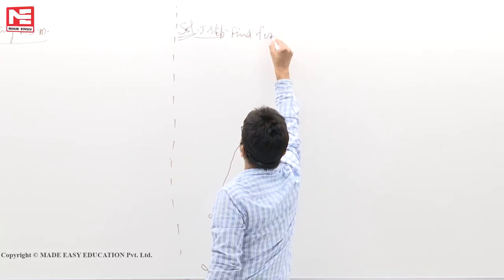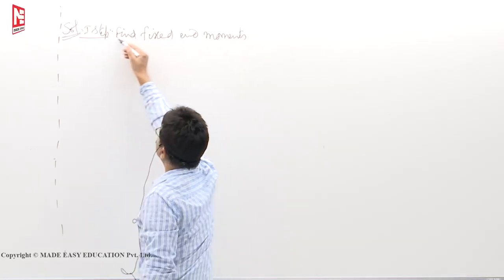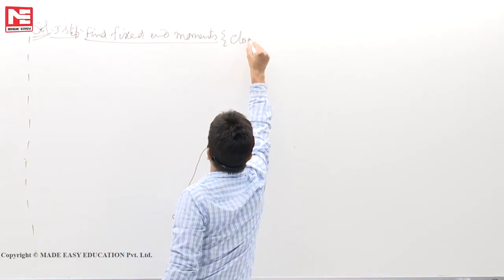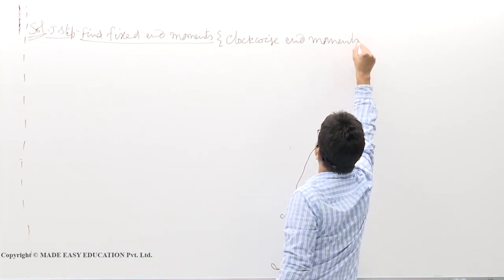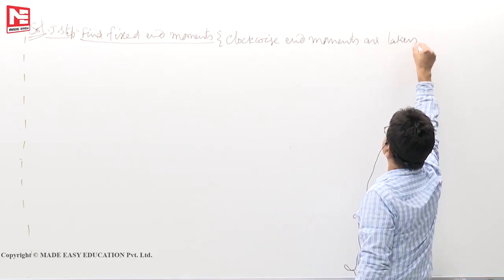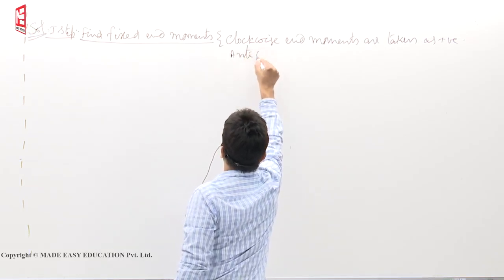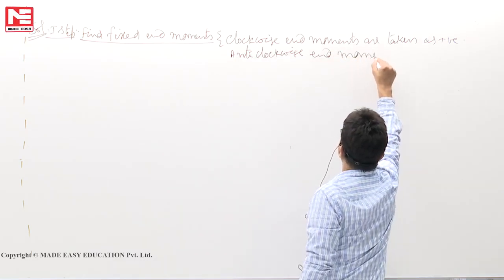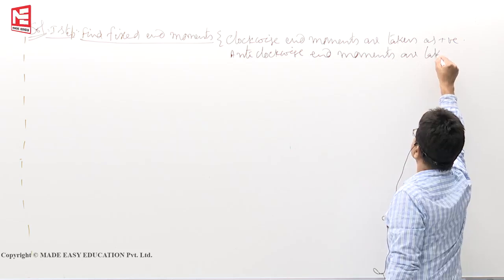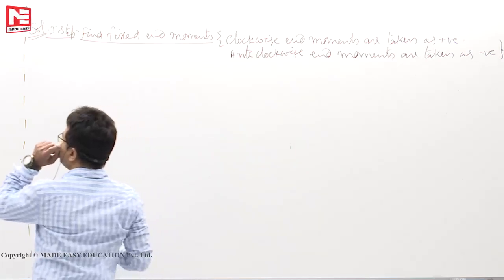Find fixed end moments. When you are finding the fixed end moments, this is the sign convention: clockwise end moments are taken as positive, and anti-clockwise end moments are taken as negative. Now span AB, in this case ABC is a single beam.